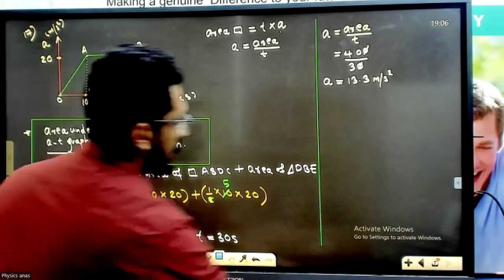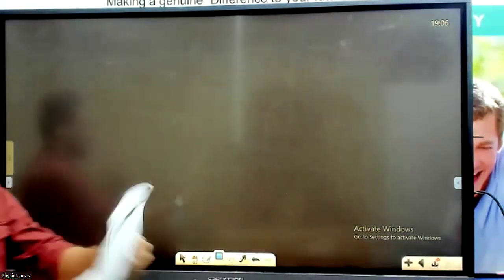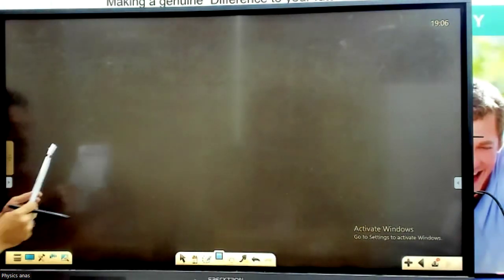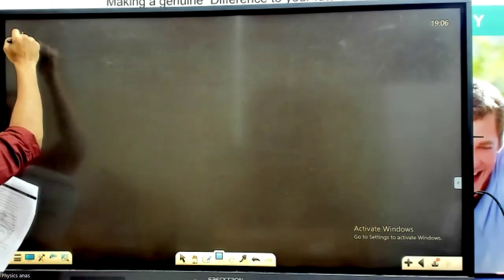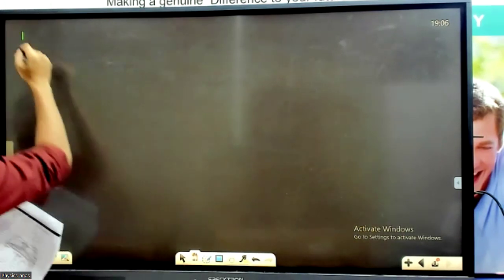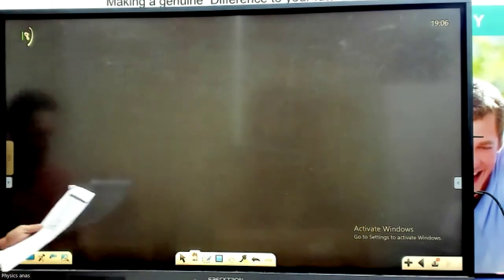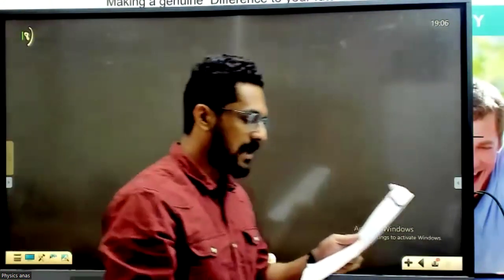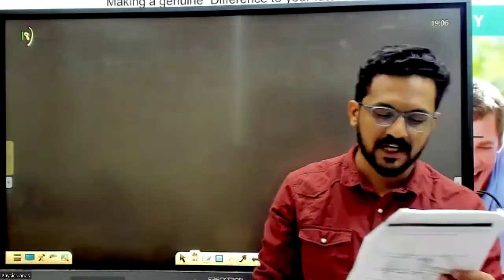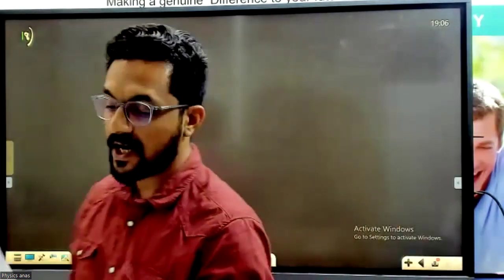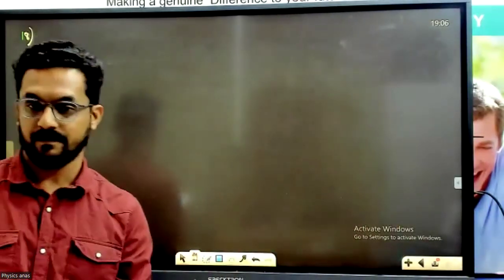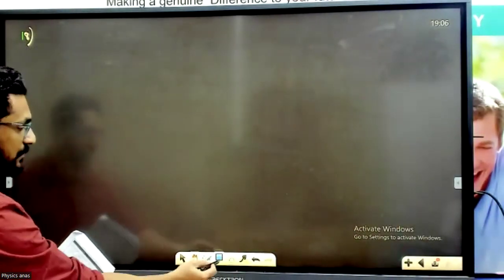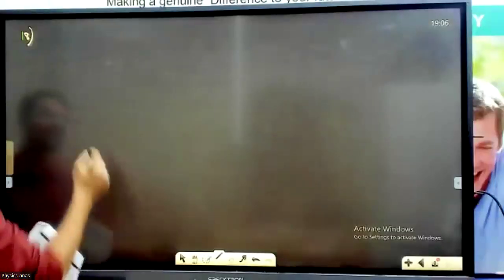Then the next question, the 18th question. I am doing the 18th question. The position time graph for two children A and B returning from their school O. There is a graph there. I will draw that graph here.